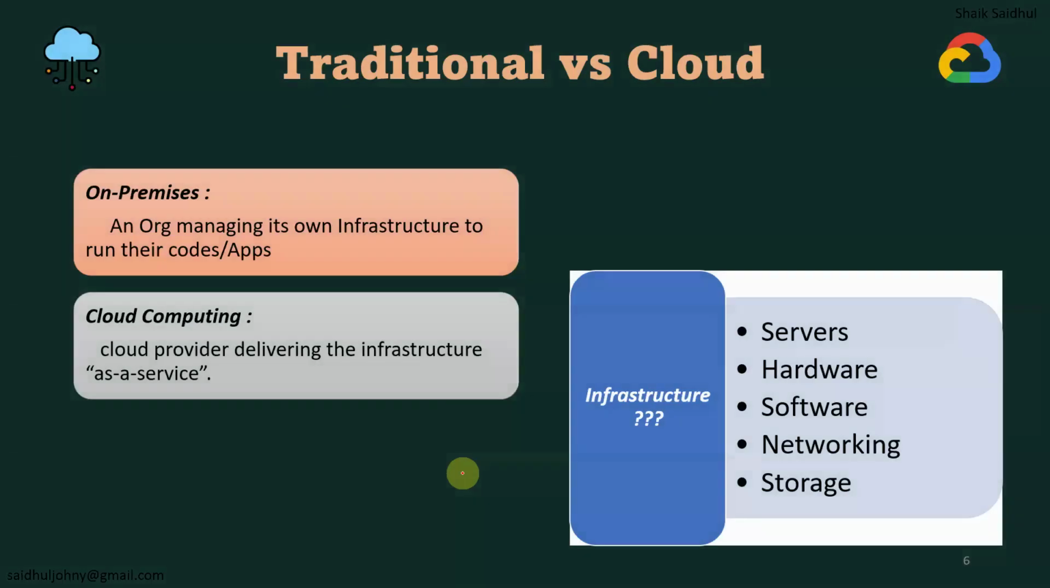In simple words, the difference between on-premises and cloud: when you are working on-premises, your organization has to maintain its own infrastructure to run its applications. Your company has to maintain its own infrastructure to run its code. That is what we call the on-premises working culture or the traditional working model. If you want to create an application, you maintain everything on your own. That's called the traditional working model.